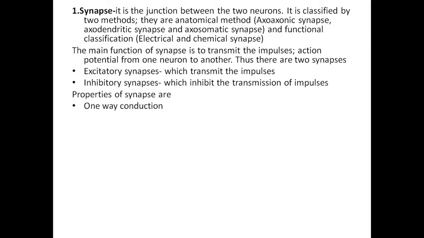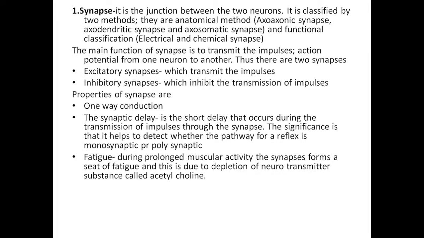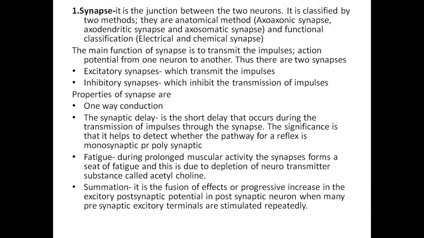Properties of synapse include one-way conduction and the synaptic delay. It is the short delay that occurs during the transmission of impulses through the synapse. The significance is that it helps to detect whether the pathway for a reflex is monosynaptic or polysynaptic. Fatigue: during prolonged muscular activity, the synapse forms a state of fatigue, and this is due to depletion of the neurotransmitter substance called acetylcholine. Summation: it is the fusion of the effects of progressive increase in the excitatory postsynaptic potential in the postsynaptic neuron when many presynaptic excitatory terminals are stimulated repeatedly.